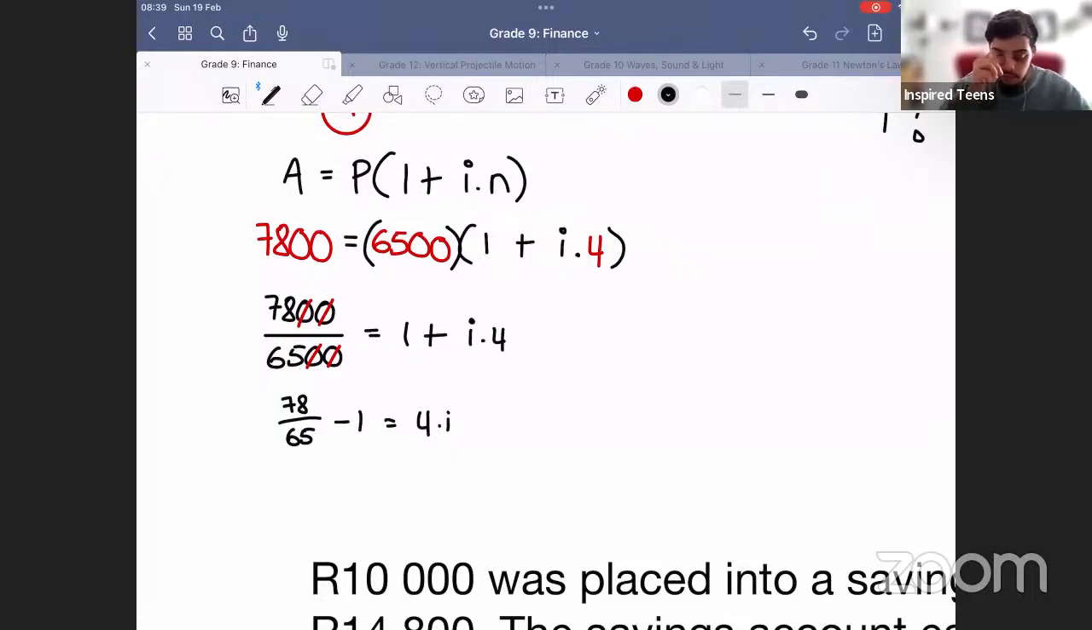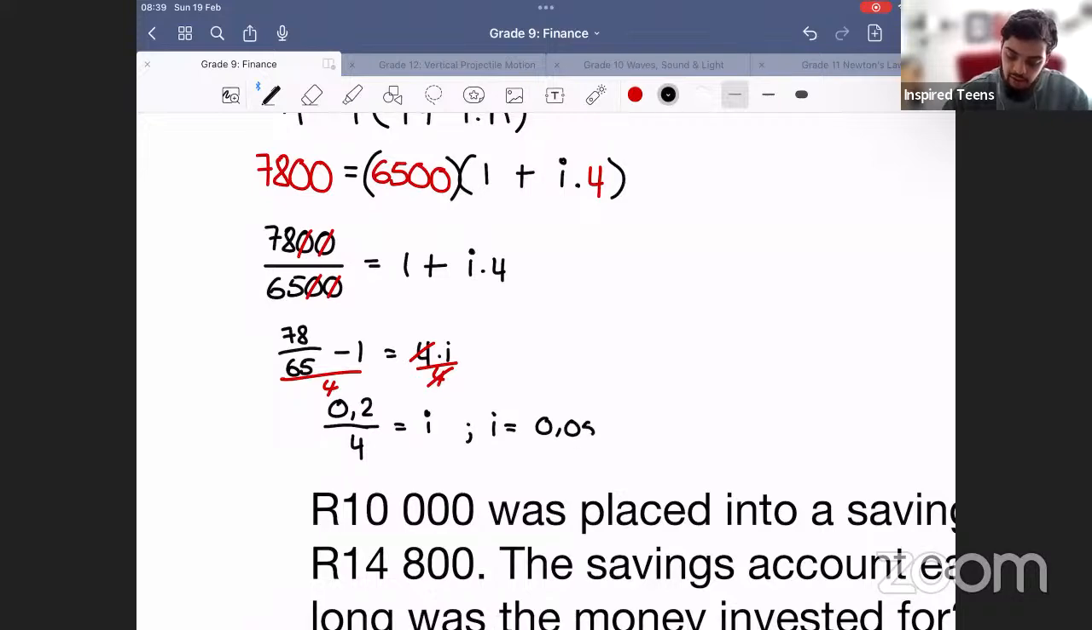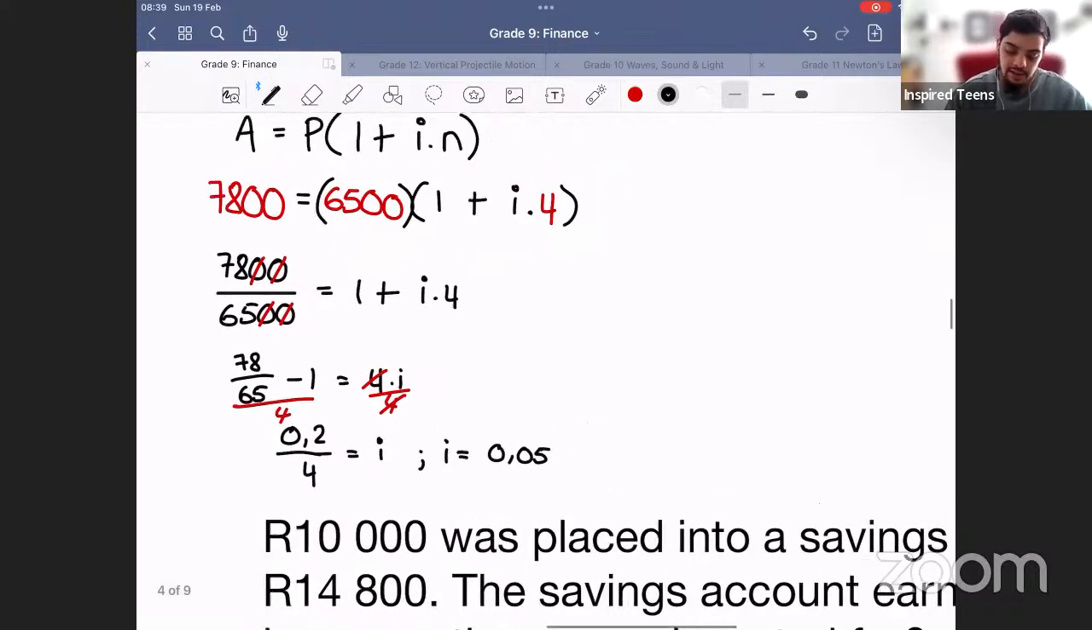So I'm going to try and do the calculation on the left and see if I get a nice number. When I do 78 over 65 minus 1, I actually get 1 over 5, or 0.2. Let's choose 0.2. Now, because I have multiplication of 4 on the right-hand side, I could divide both sides by 4 and let that cancel, so that I have 0.2 divided by 4, which is now equal to I. When I do this calculation, I get an answer of 0.05, okay? This is a percentage written as a decimal.